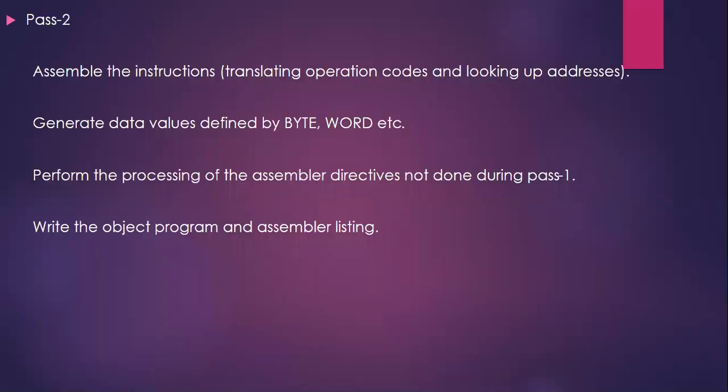Now we'll go for pass two. It's very simple. Assemble the instructions, which means translate operation codes and look up addresses. Generate data values defined by BYTE, WORD, whatever. Perform the processing of assembler directives not done during pass one. Write the object program and assembler listing. The same thing we did in pass one should be done by pass two also. It's very simple compared to pass one.